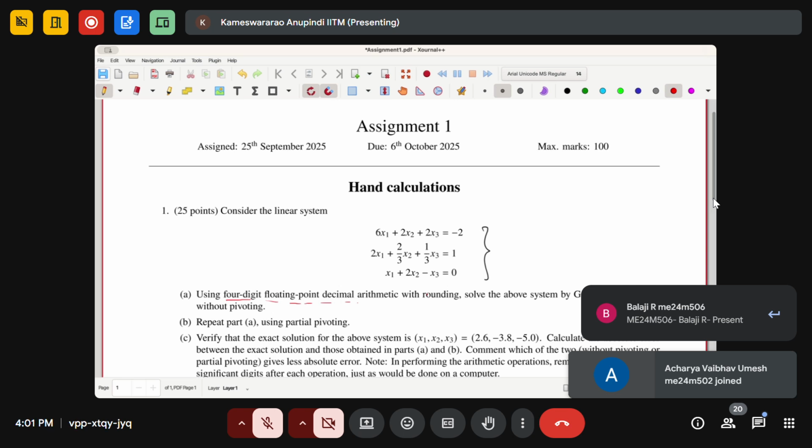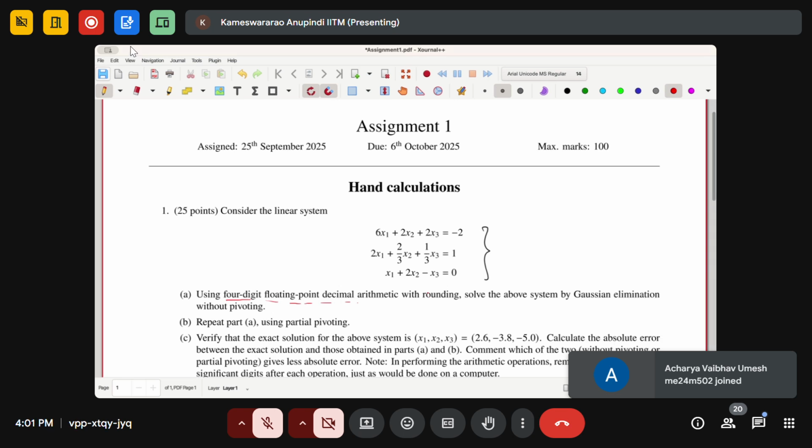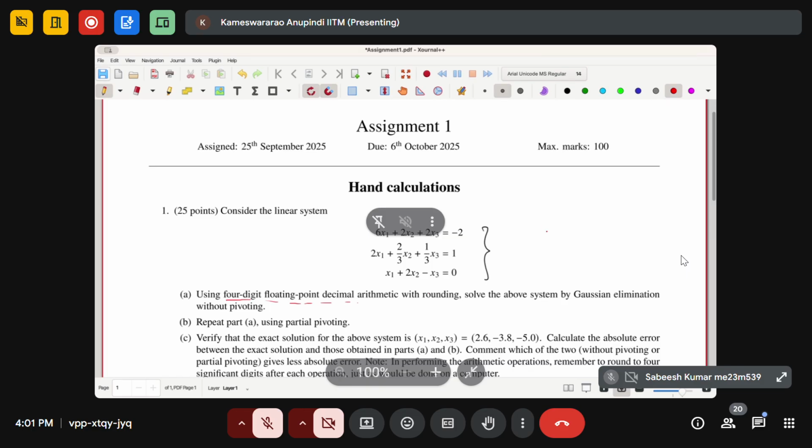4 digits after the decimal. Certainly you cannot keep another value after that, so you have to round off. You can look at the 5th digit and then round it off.